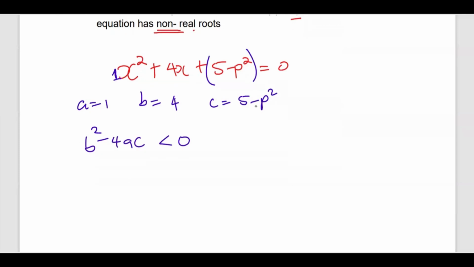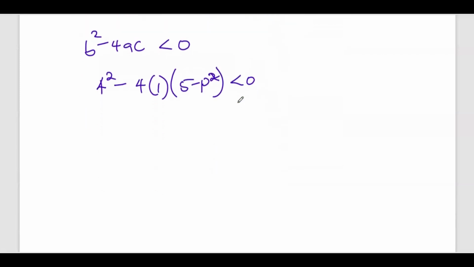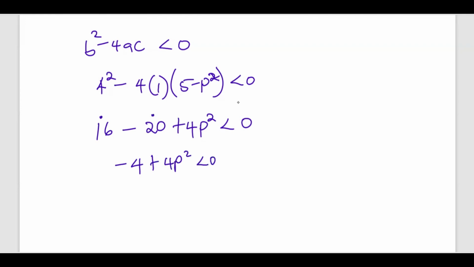Then let's do the substitution. So that's going to be 4 squared minus 4 times 1 multiplied by 5 minus p squared. This should be less than 0. We open this up and simplify. So 16 minus 4 times 5 is going to be 20, negative 4, and that's going to be plus 4p squared is less than 0. Can collect the like terms, this and that is going to be a negative 4 plus 4p squared is less than 0.